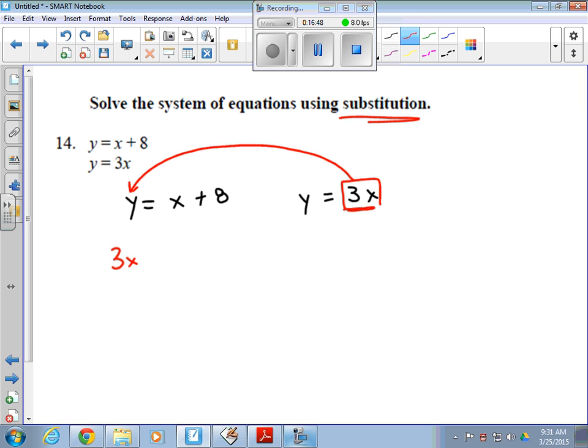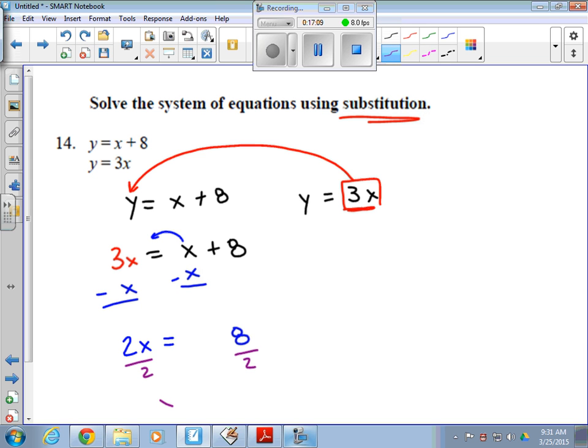3x equals x plus 8. Now you got variables on both sides. Bring the smaller 1x to the larger side by subtracting x. If you do it there, do it here. 3x minus 1x is 2x equals 8. Get rid of 2 times something by dividing by 2. If you do it to one side, do it to the other side.